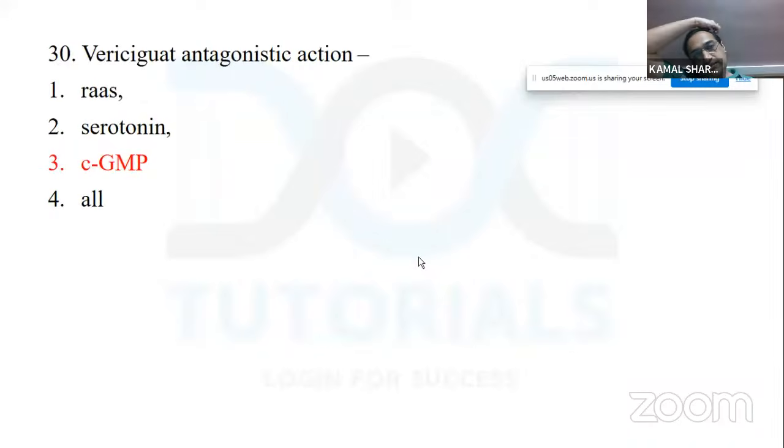Another question was vericiguat antagonistic action. Serotonin, RAS, cGMP, the answer had to be cGMP, though they had mentioned all, because the predominant mechanism of vericiguat is cGMP mediated.